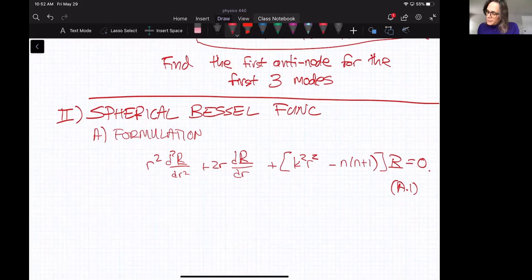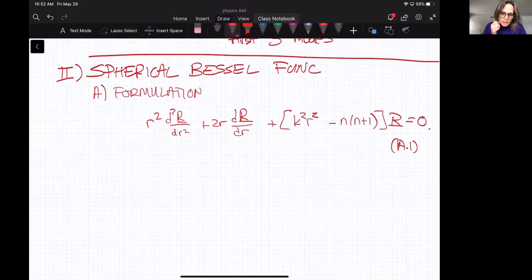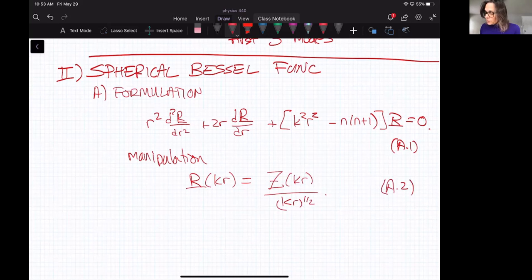I'm going to skip over how we can bend this. This is self-adjoint, but not the Bessel equation itself. But we can manipulate this, and the manipulation that the book goes through is to redefine R in terms of another variable that essentially gets back to our z dependence. Namely, we'll set R as a function of kr equal to some function Z of kr divided by the square root of kr. And then pull that through this differential equation.